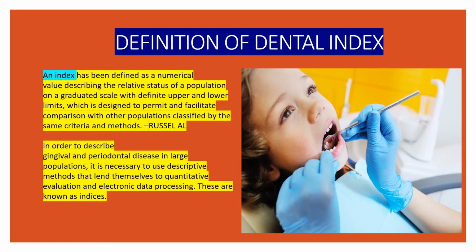An index has been defined as a numerical value describing the relative status of a population on a graduated scale with definite upper and lower limits, which is designed to permit and facilitate comparison with other populations classified by the same criteria and method. This definition was given by Russell. In order to describe gingival and periodontal disease in large populations, it is necessary to use a descriptive method that lends itself to quantitative evaluation and electronic data processing. These are known as indices.